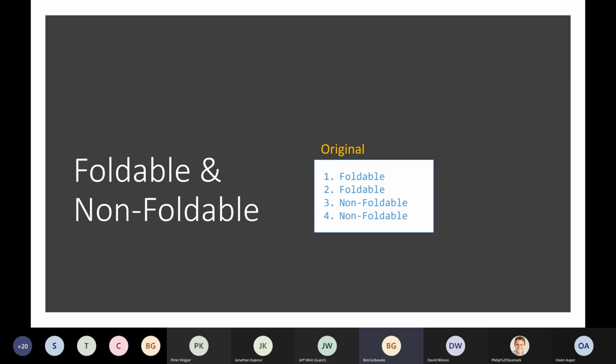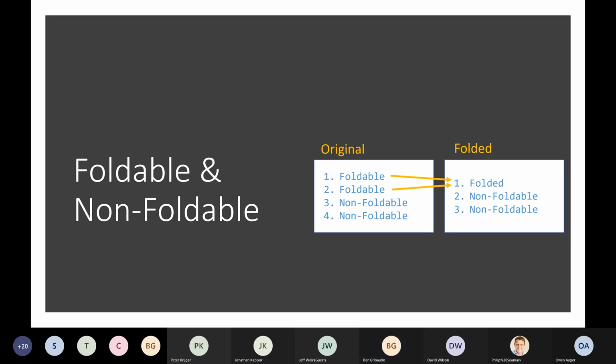And like streaming, order matters when folding. So here we've got an expression where the first 2 steps are foldable and the 3rd and 4th are not. So what happens? The first 2 get folded and the 3rd and 4th don't.